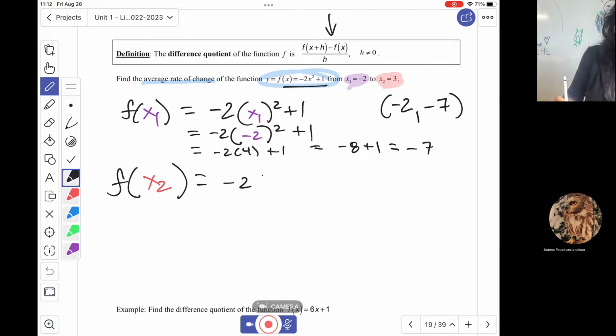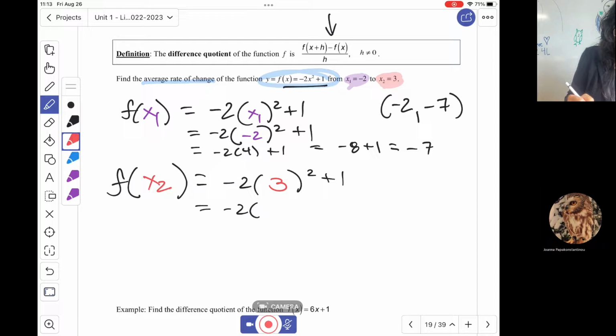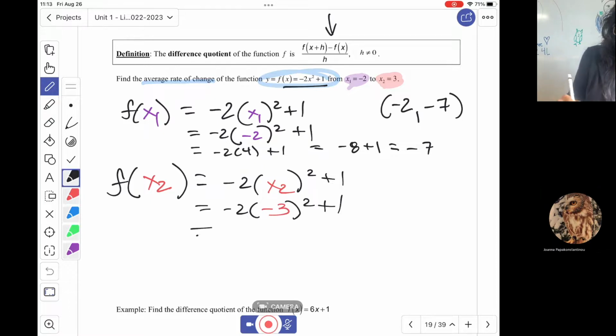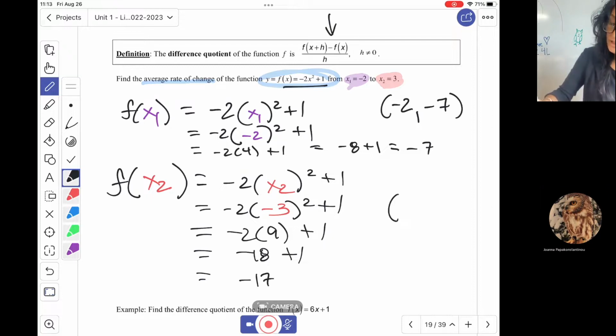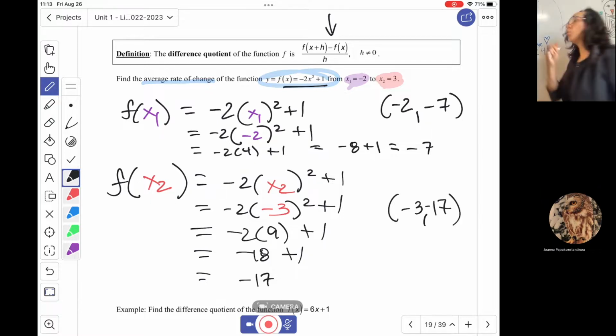Now I'm going to do the same thing, but now I'm going to substitute in the second x value that I've been given. Well, let me change that to x2. Do we get -17? So our second point is -3, -17. So what am I really doing? I'm finding the slope of the line passing through these 2 points.